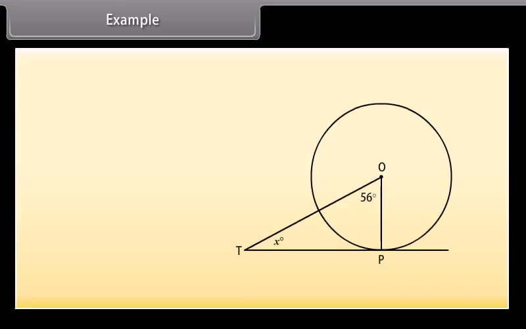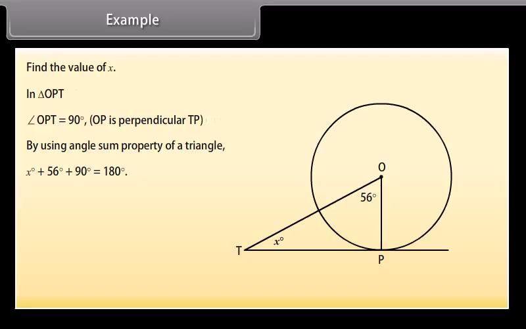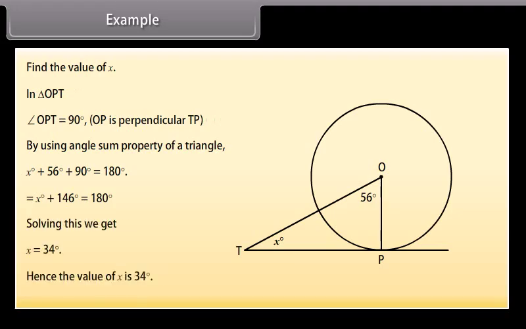Example. Look at the figure given. Find the value of x. In triangle OPT, angle OPT is 90 degree because OP is perpendicular to TP. Also, by using angle sum property of a triangle, we can say that x degree plus 56 degree plus 90 degree is equal to 180 degree, which is equal to x plus 146 degree, which equals 180 degree. Solving this, we get x as 34 degree. Hence, the value of x is 34 degree.